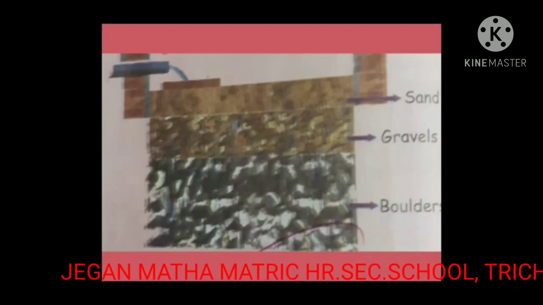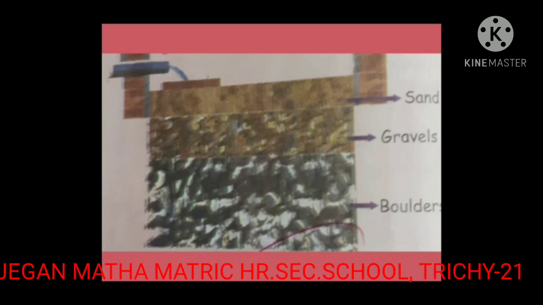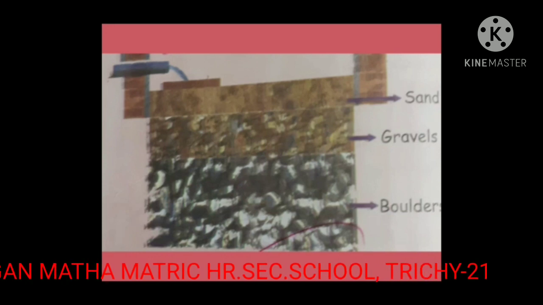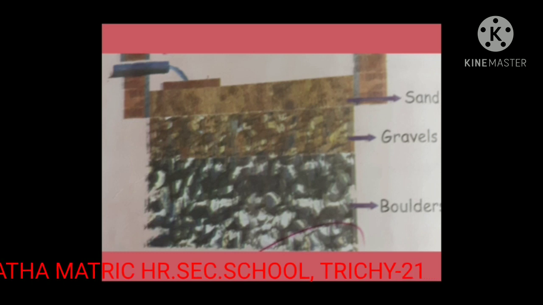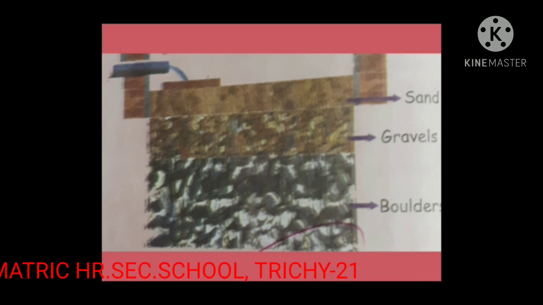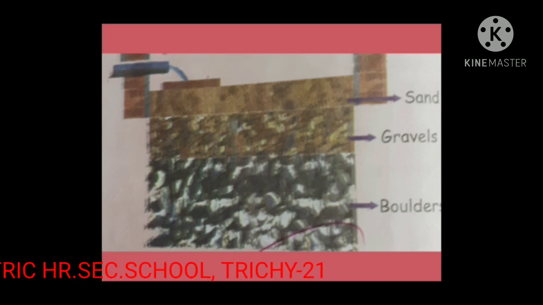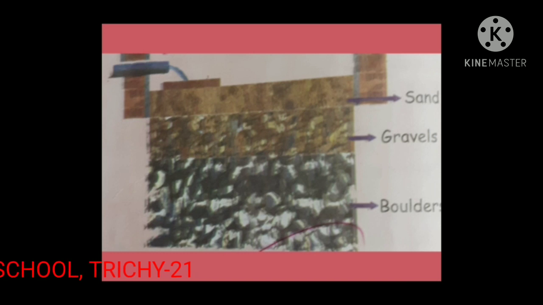Now let us learn some tips to construct a rainwater harvesting pit in your home or at your school. Construct a pit of any shape or size. It may be generally constructed 1 to 2 meters wide and 2 to 3 meters deep. The pit can be filled with boulders, gravels and coarse sand. Put the boulders in the bottom, sand on the top and gravels in the middle.